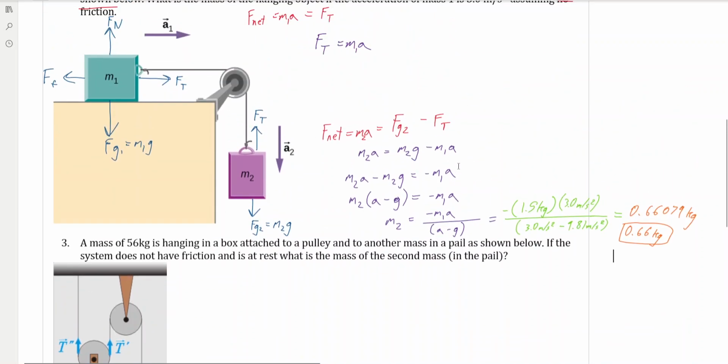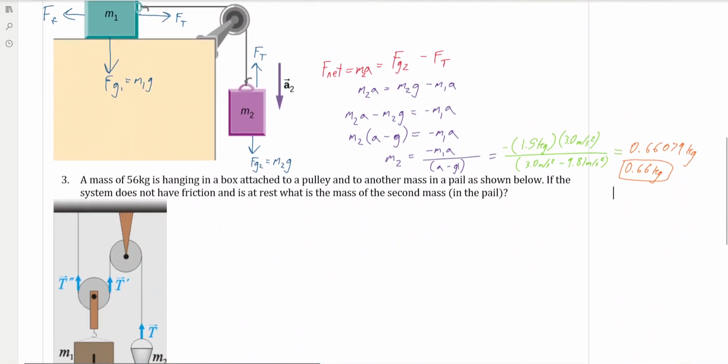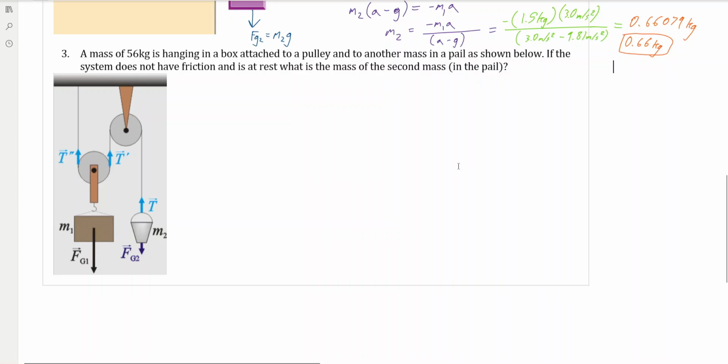Okay, and because I solved these in my head, but I didn't quite actually try them by hand. And sometimes if you do it in your head, you just rush and don't do it properly. Okay, let's take a look at this example here. A mass of 56 kilograms is hanging in a box attached to a pulley, which is attached to another mass in a pail as shown below. If the system does not have friction, the mass of the string does not matter, and it is at rest, what is the mass of the second mass in the pail?